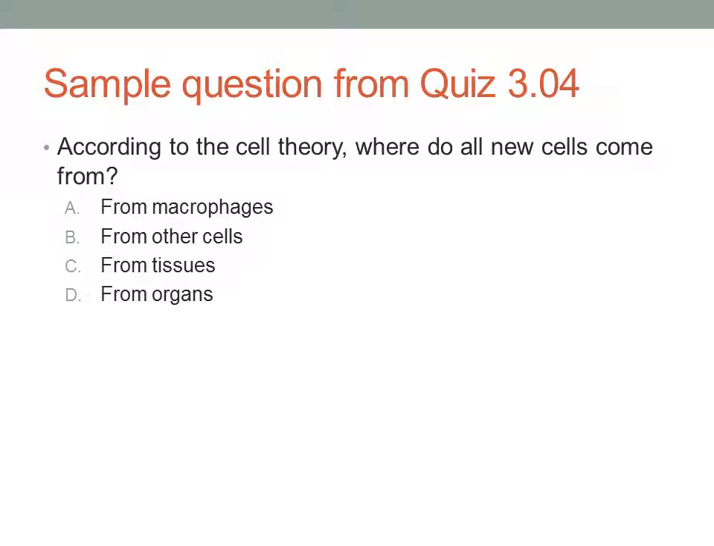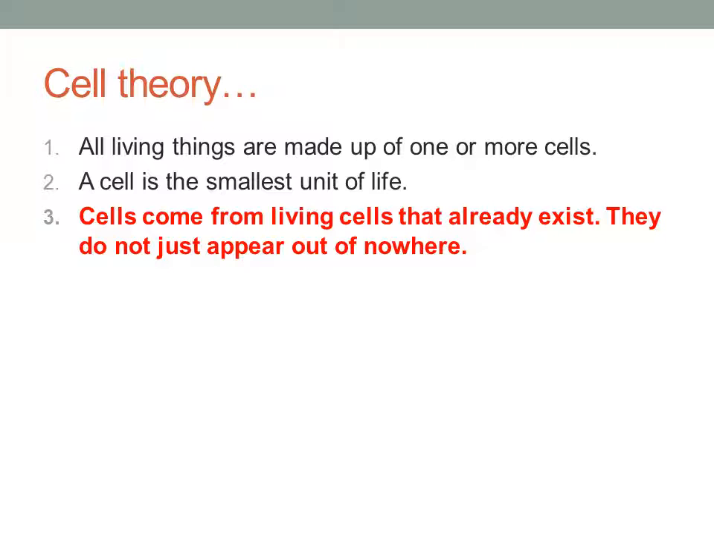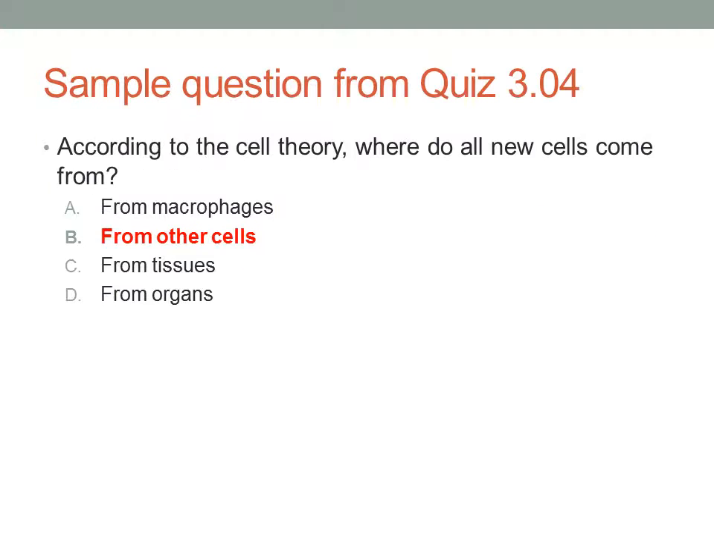So here's a sample question. According to the cell theory, where do all new cells come from? Is it from macrophages, from other cells, from tissues, or from organs? Let's take a look at the slide we just looked at. It says the three components, and if we look at the last one, it says that cells come from living cells that already exist. So the best answer for this question would be B, from other cells. Cells come from other cells. They do not just appear from nowhere.